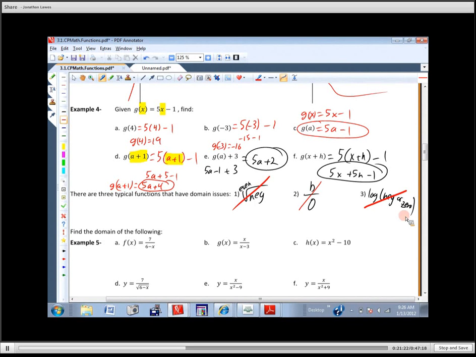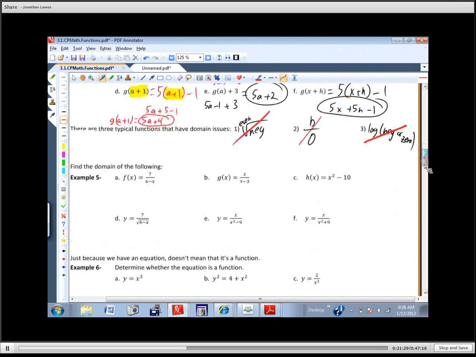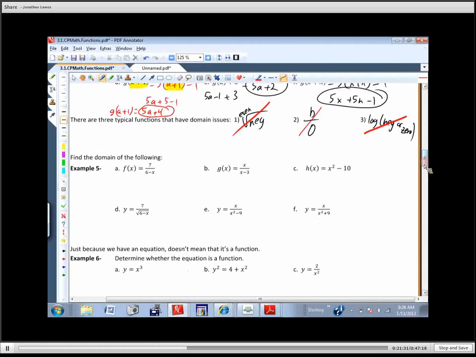It says, find the domain of the following functions. So let's look at this function right here. When we say domain issues, what that means is you're going to have a problem with some numbers that you plug in. You can't plug in anything you want. So, of these three issues here, which one do we have going on in this function? We've got division, right? So we've got to be careful. We can't divide by 0. What would make this equal to 0? 6. So we say x cannot equal 6. Okay, that would be the domain.